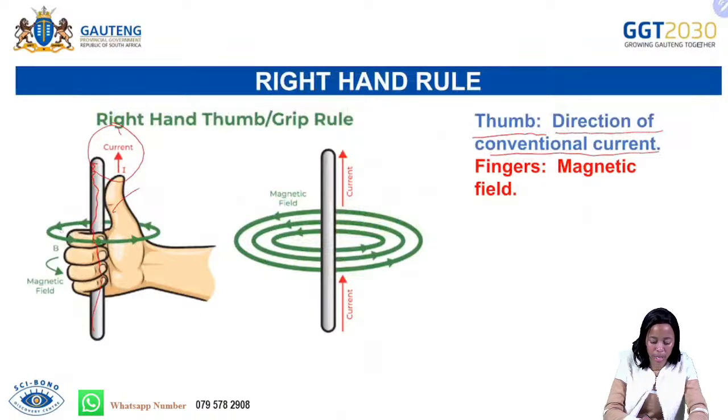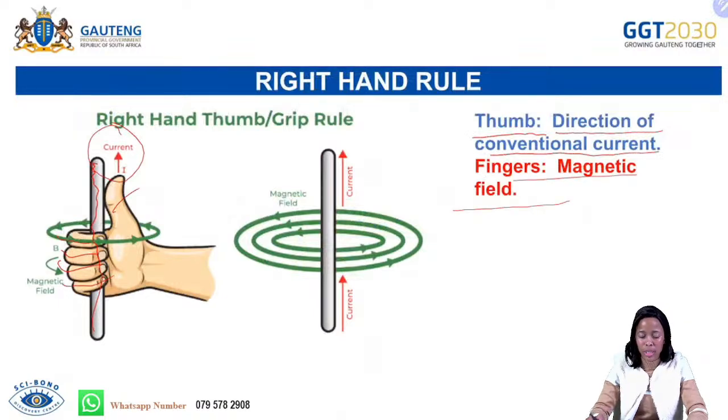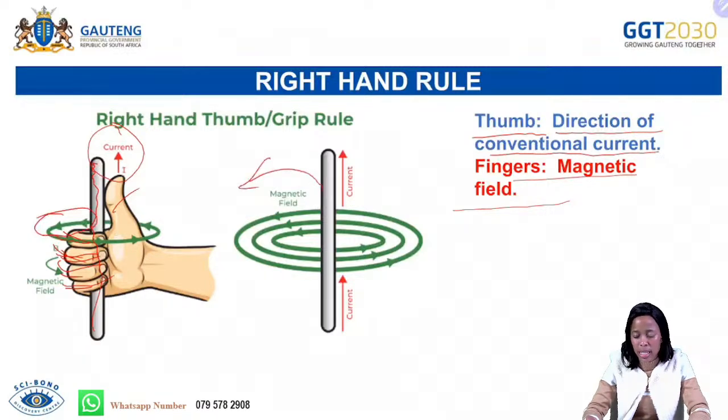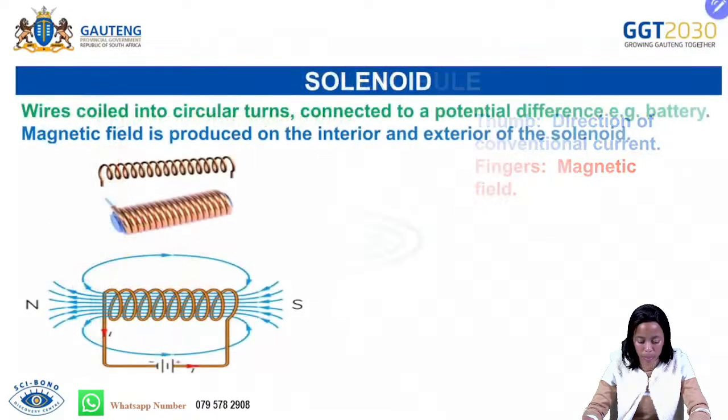And then the rest of the fingers are going to represent the magnetic field that would be there around the conductor. Because if the arrow is moving to the left like that, it therefore means the magnetic field is going to go in an anti-clockwise direction.